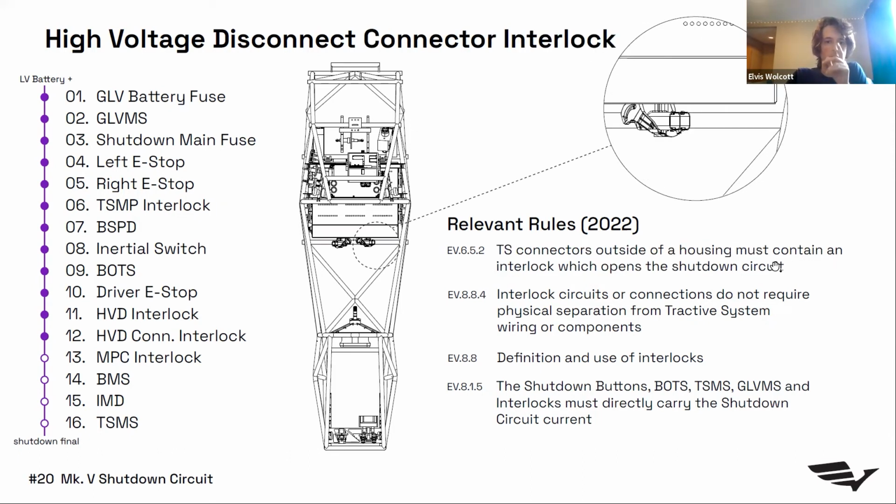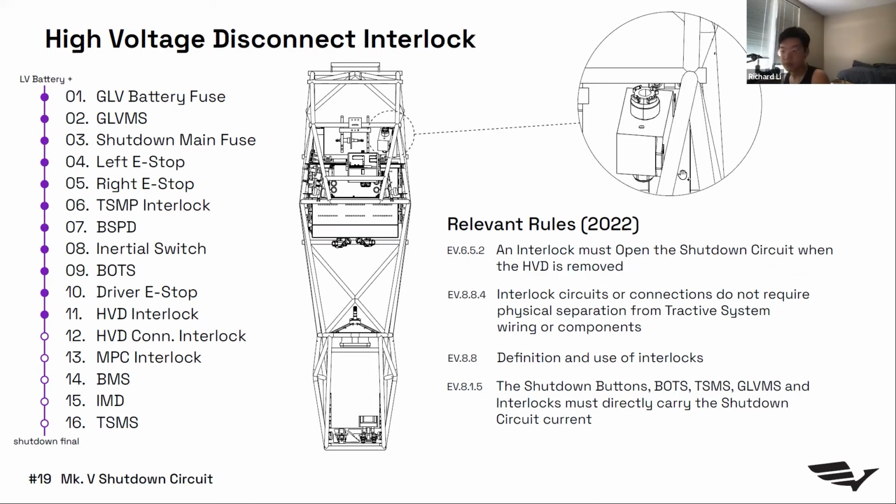Okay, so we have the HVD interlock, which is the explicitly rules-required one. An interlock must open the shutdown circuit when the HVD is removed. So that ensures that if we remove the HVD, we not only lose high voltage by breaking the circuit, but we also open the AIRs so that it's safe to interact with.